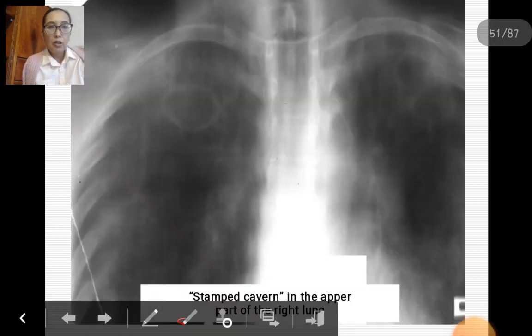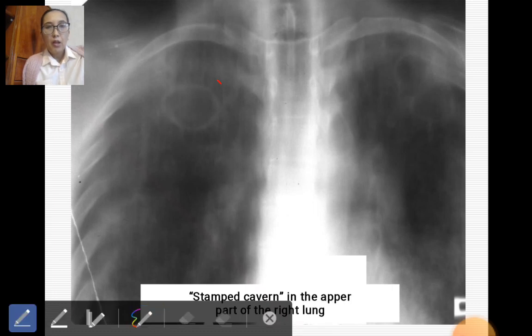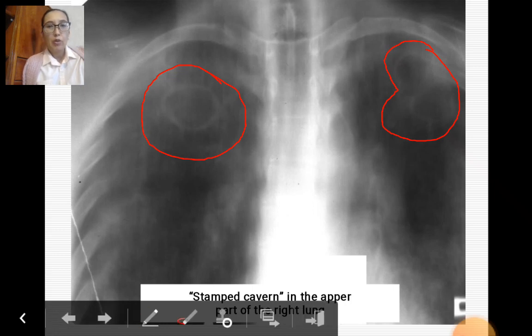You can see these caverns, stump caverns, here it is, and here it is. You can see it is symmetrical, always symmetrical, because it develops from the subacute form of disseminated tuberculosis.